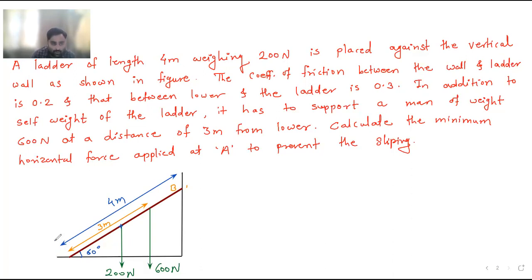A point, right here, A point. So now what they have told us, calculate the minimum horizontal force applied at point A. So this is the horizontal force which is applied at point A. The value of this force is P, and that we need to calculate. What is the value of this P, so that this ladder will not slip. Okay, just 1 minute.